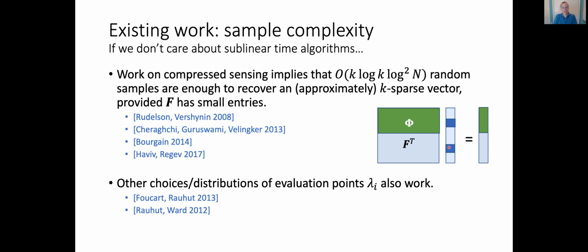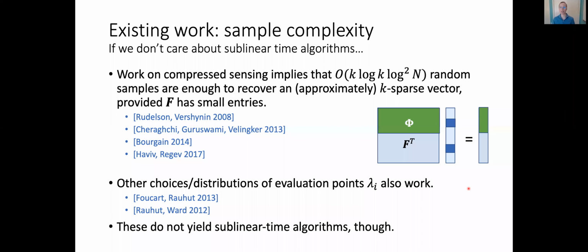Similarly, also in the context of compressed sensing, there's been work showing that even if we don't choose these evaluation points, lambda i, to be the roots of the nth polynomial, this can also work if we choose them cleverly. All of this work pins down the sample complexity, but it doesn't say anything about sublinear time algorithms. The algorithms that come with these generally take time polynomial in n, whereas we're looking for something polynomial in k.